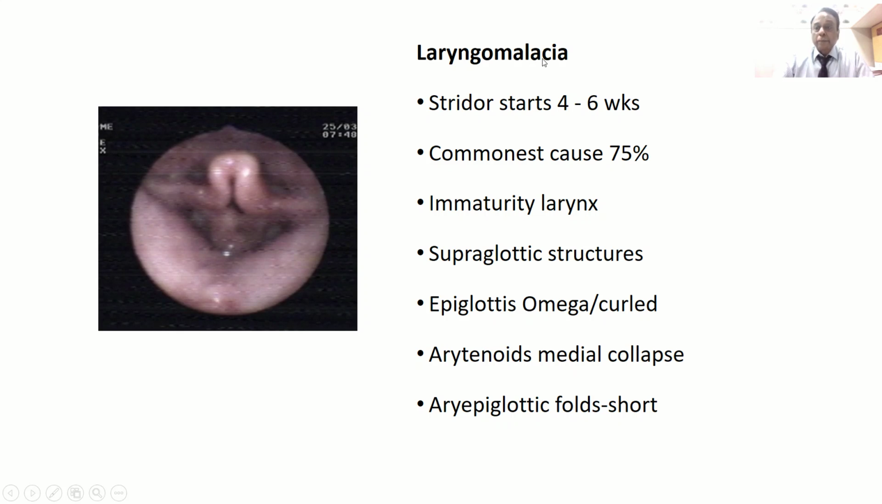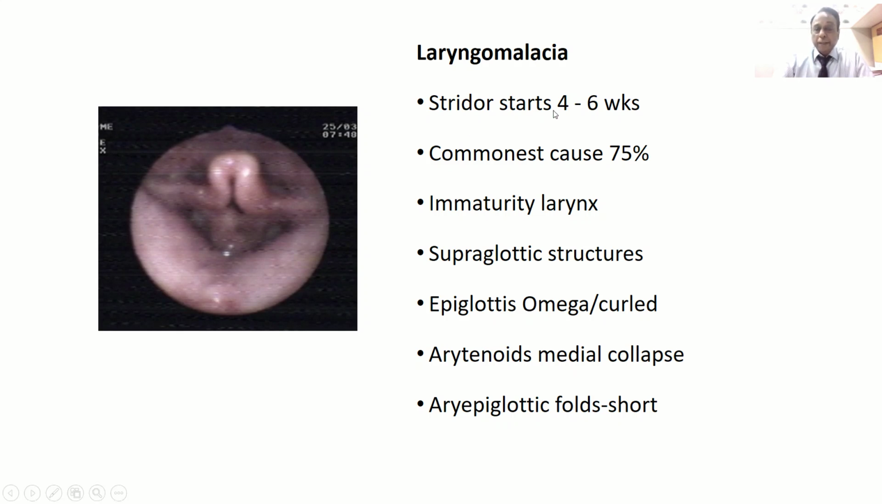Laryngomalacia is because of the immaturity of the supraglottic cartilages, and initially in the newborn period it is quiet because the child appears to be very quiet. When the child becomes active, you can see the inspiratory stridor. So the point is, if the stridor happens at birth, the causes are different. Maybe subglottic stenosis or maybe vocal cord paralysis.